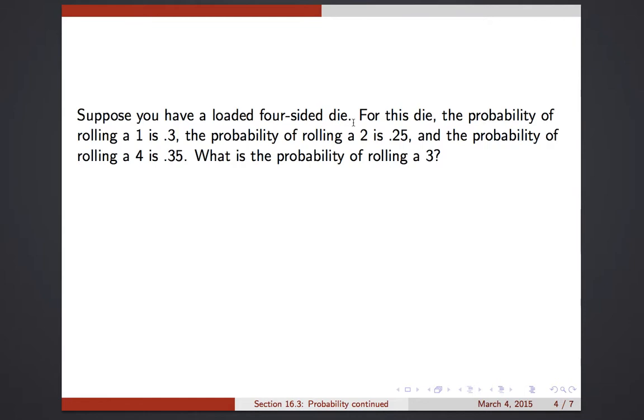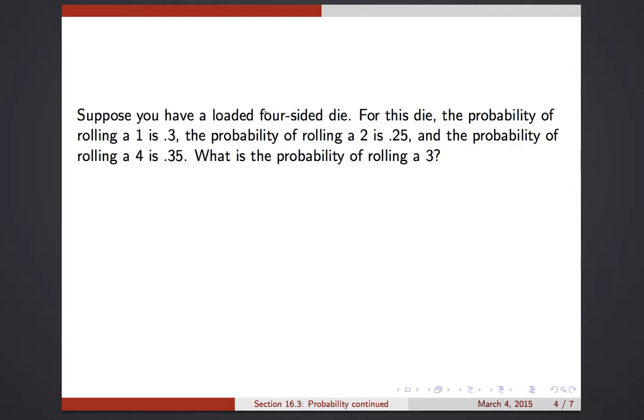For this particular die, I'm going to tell you that the probability of rolling a 1 is 30%, or 0.3. The probability of rolling a 2 is 25%, or 0.25. The probability of rolling a 4 is 35%. So the question is, what's the probability of rolling a 3? Well, some of you can answer this question with no problem, but let's talk through the logic of what's happening here.